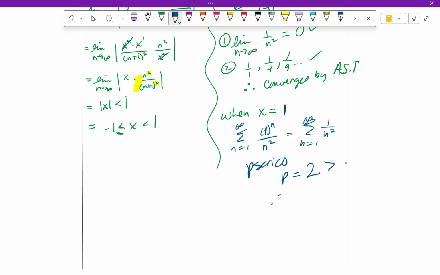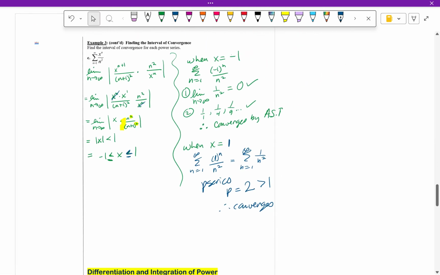It converges. So what do I do to the equal sign? Or what do I do to the inequality? Add an equal sign. That one would seem to be worth it, right? Because we got equal signs on both of them. They're both included in the interval. Okay? Are there any questions?